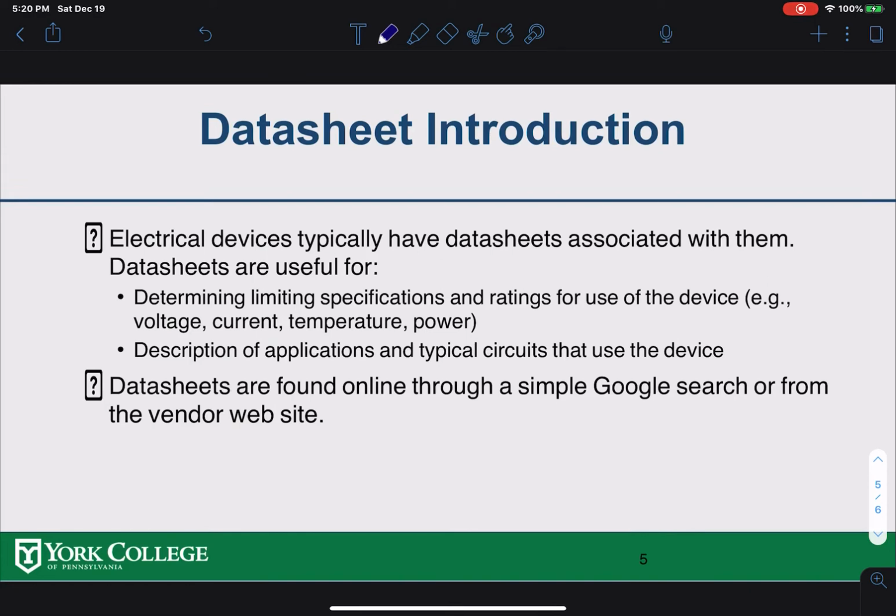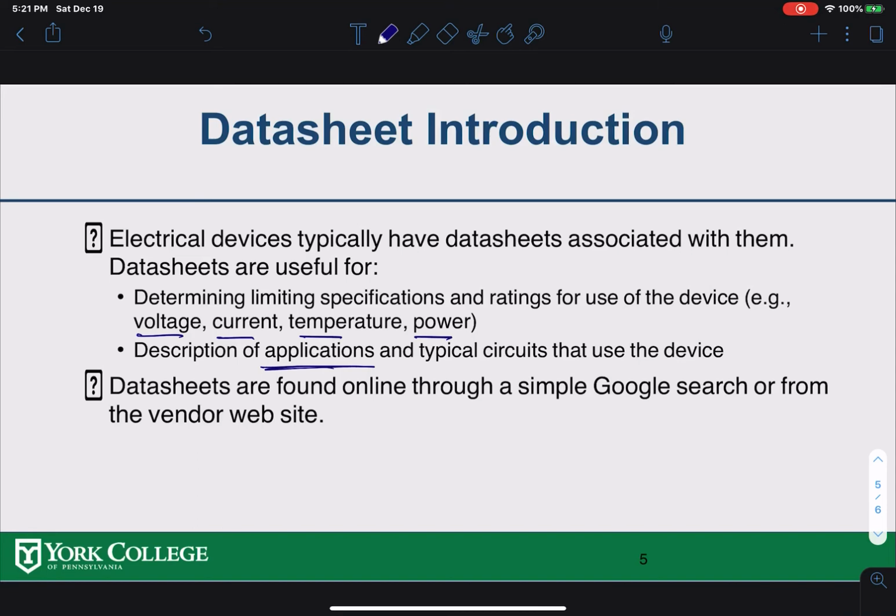Every electronic device comes with a data sheet. A data sheet tells you all the different parameters and limiting factors of the device. It gives you the limits for voltage, current, temperature, and power: how much power it can handle, what the voltage limit is, what the current limit is, and what temperature to operate at to get the best result. Also, application notes tell you the typical applications of this device.